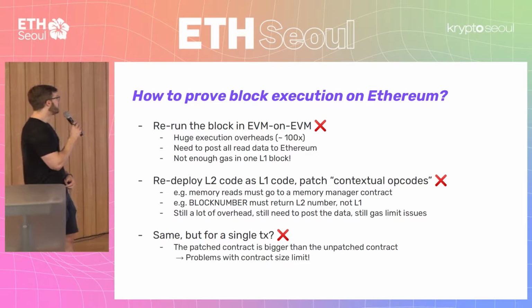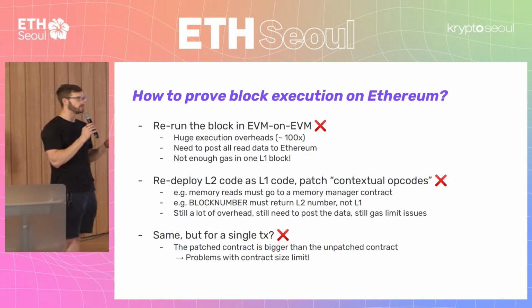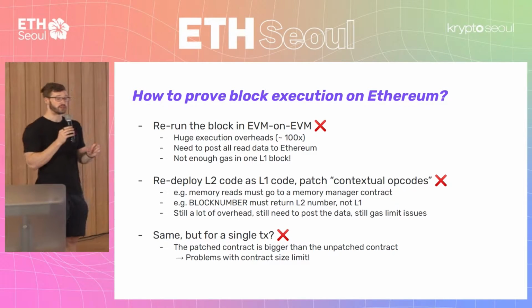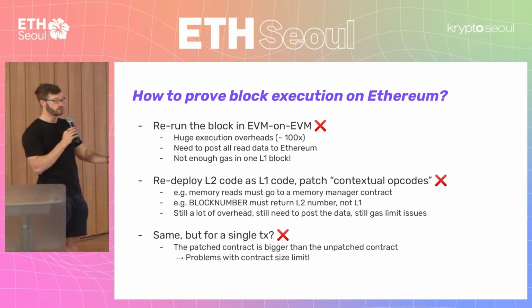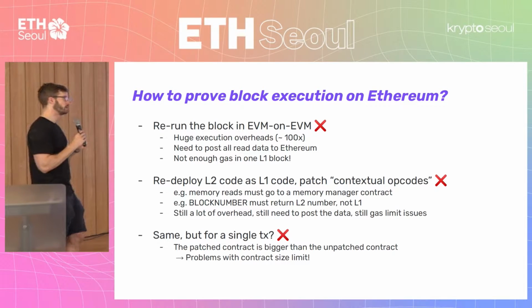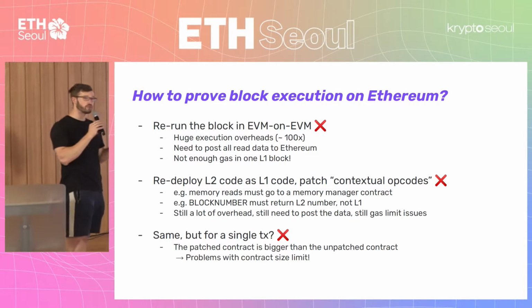So another solution would be to say, well, blocks on layer 2 are actually EVM, right? Like on Optimism, we use the EVM. And so the code that we're executing is the same that is being run on L1. So what if we could just execute that code directly? That's a good idea, but there is a problem.